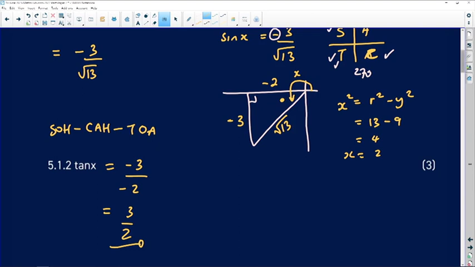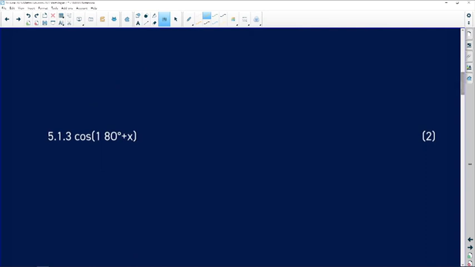Okay, sweet. Now, moving right along to the next question. It's asking us to work out the cosine of 180 degrees plus x. Now 180 plus x, 180 lies here.